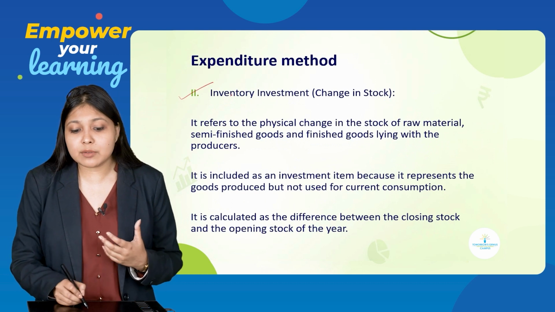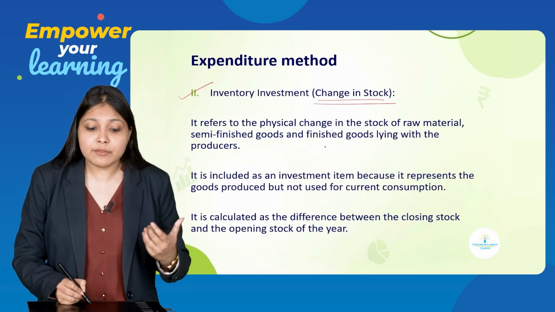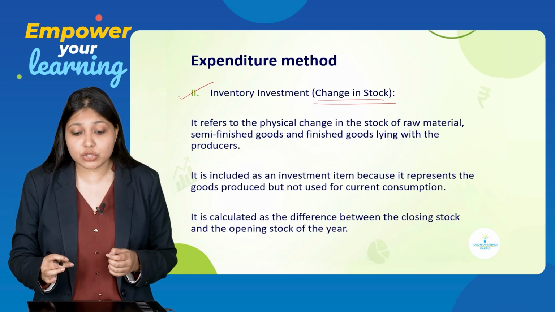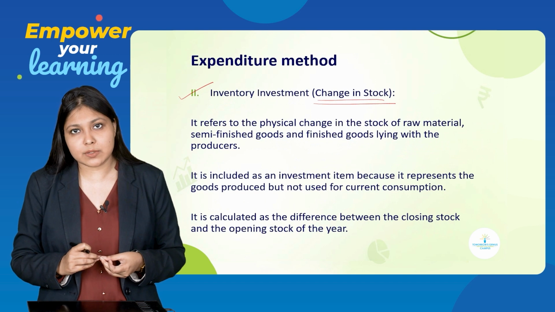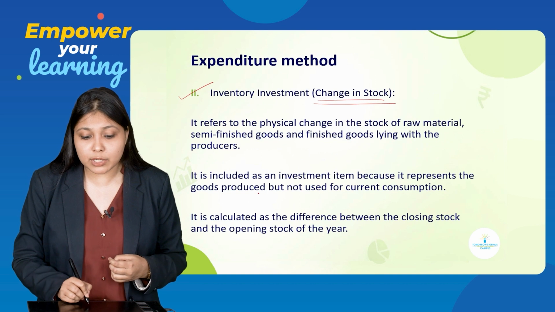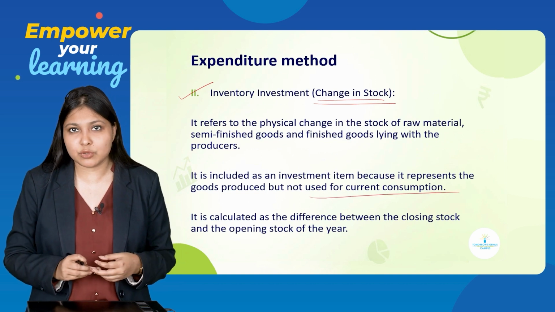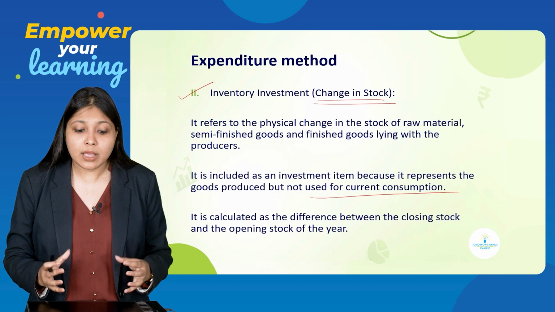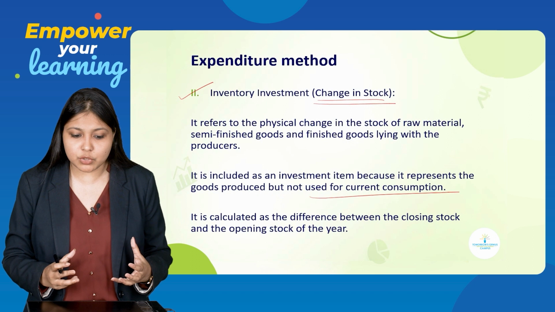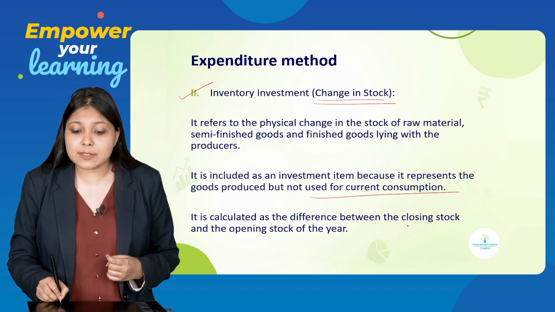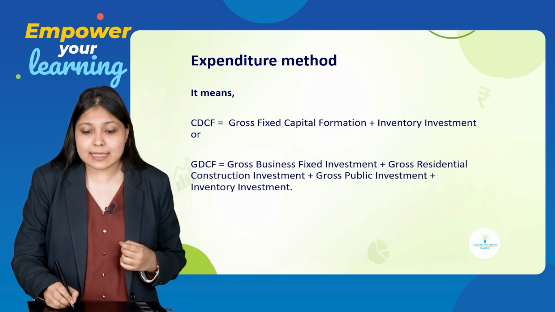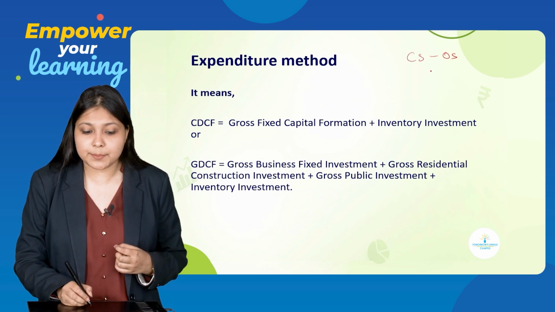Second is inventory investment. It is nothing but change in stock, which refers to physical change in stock of raw material, semi-finished goods and finished goods lying with the producers. It includes investment item because it represents goods produced but not used for current consumption. This is nothing but your stock. Goods are being produced but not yet used for the current consumption. This will be calculated as the difference between closing stock and the opening stock. That means your CS minus OS.